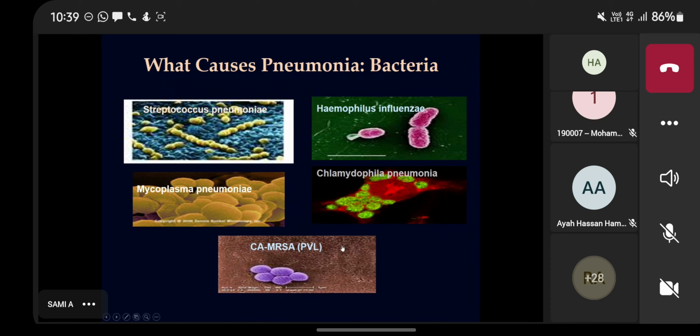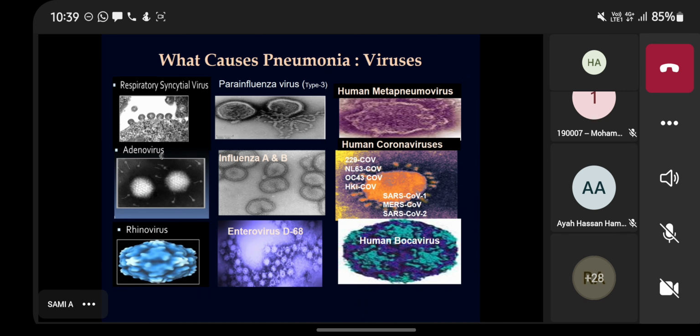And there have been several reports about severe pneumonia caused by community-acquired MRSA. These children have the PVL, or Panton-Valentine leukocidin exotoxin. This exotoxin causes leukocyte destruction and necrotizing pneumonia.